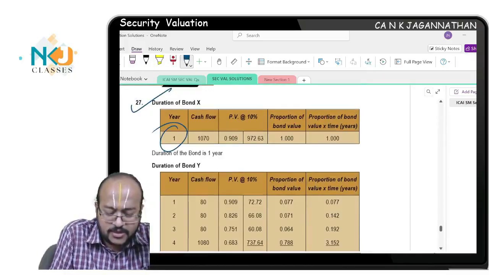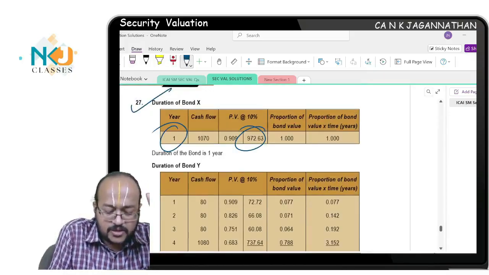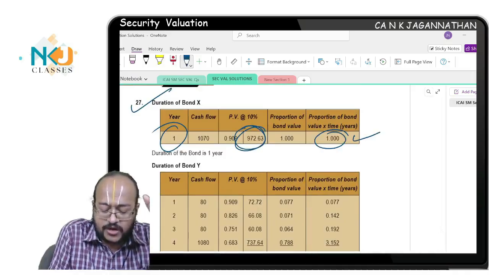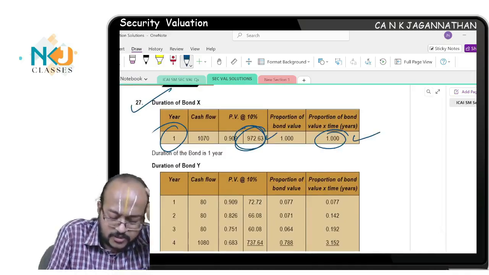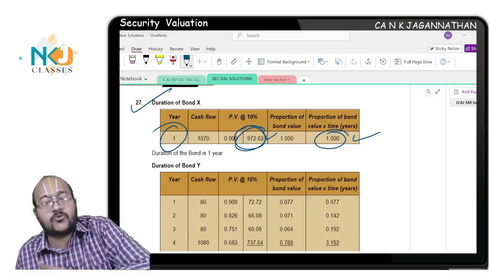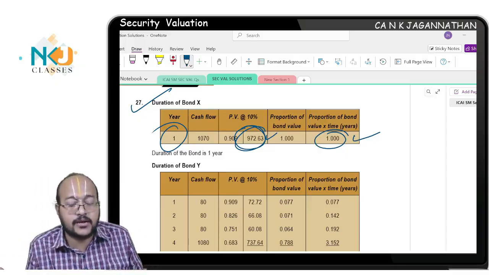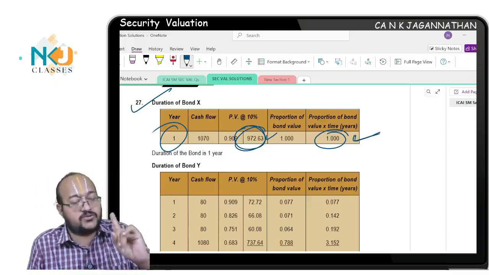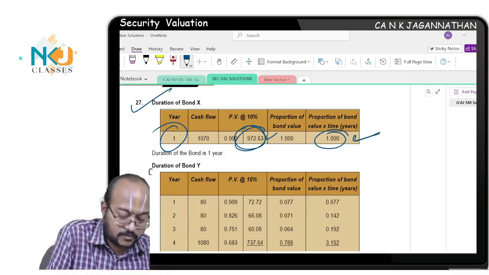Duration of a 1 year bond, a single year duration. Everything will be recovered at the end of the year, so duration is 1 year. Present value proportion will be the same. Everything will be recovered at the end of the first year only. Nothing is getting recovered earlier. So duration will be simply 1 year. A 1 year bond's duration will be 1 year. Next, come to bond Y.